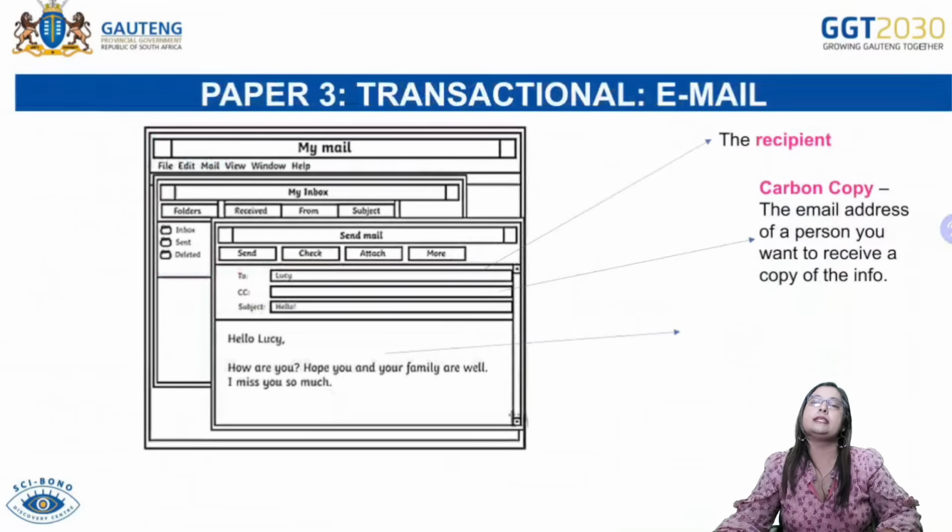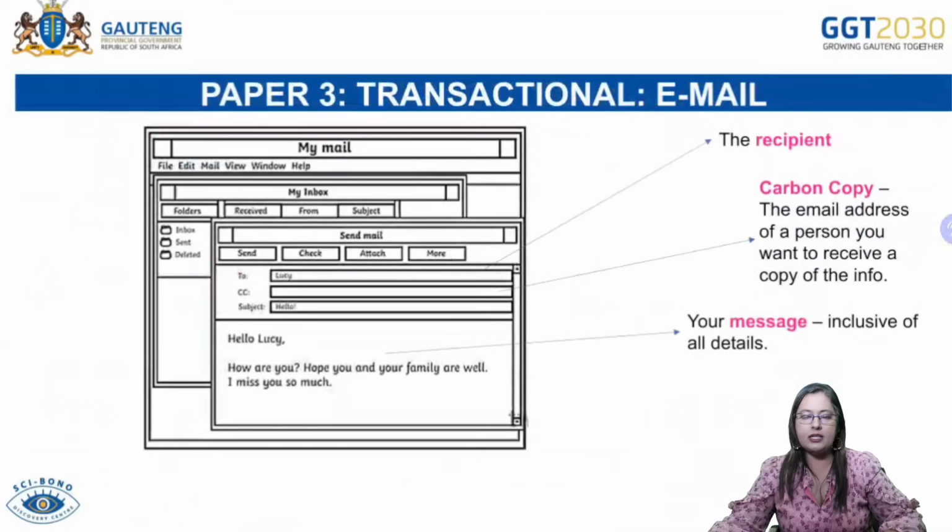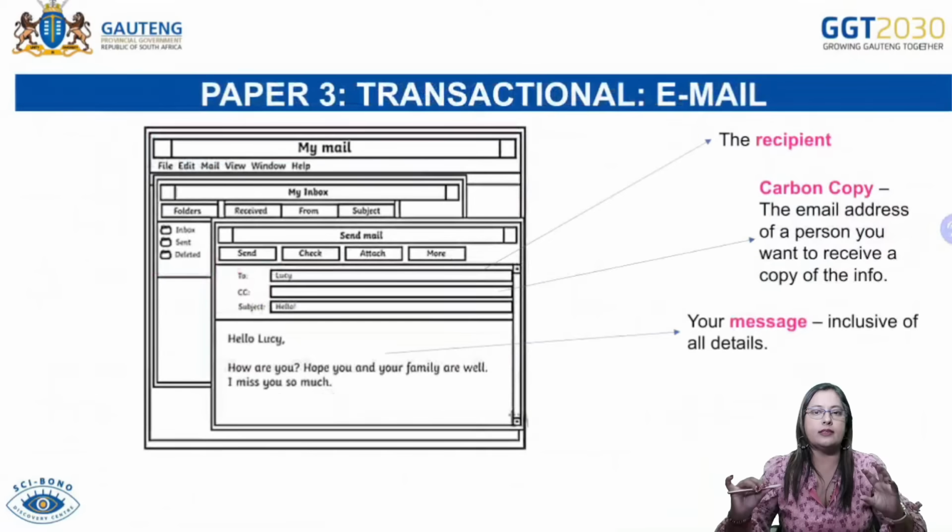And then Kamo wants somebody else to also get the information that he's relating to Vash. So the CC, which is the carbon copy, will be the exact email that will go to, let's say, Lerato. Okay, so that is the CC. And then underneath all of that will be the content of the email.